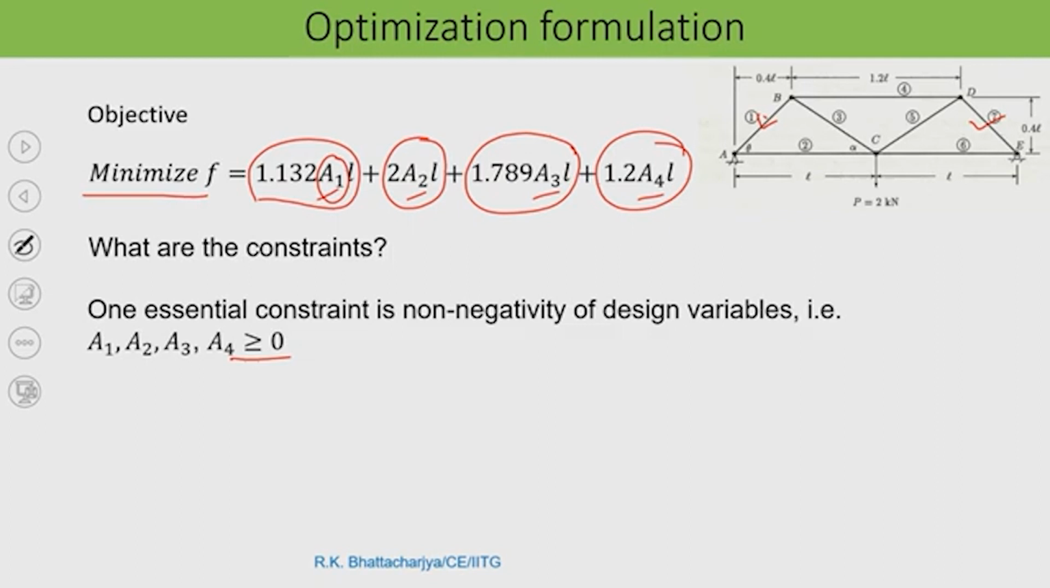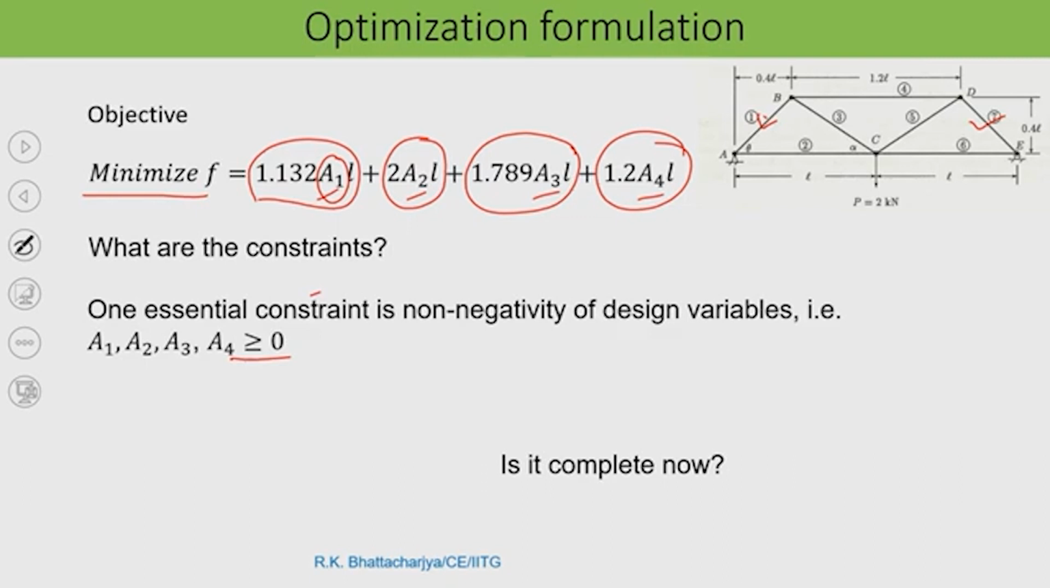It cannot be negative. Now, is it complete? It is not complete, because if I solve this problem, what will I get? I will get the values of A1, A2, A3, A4 all equal to 0, and that will give you minimum material. But that structure will not exist if A1, A2, A3, A4 are all 0.